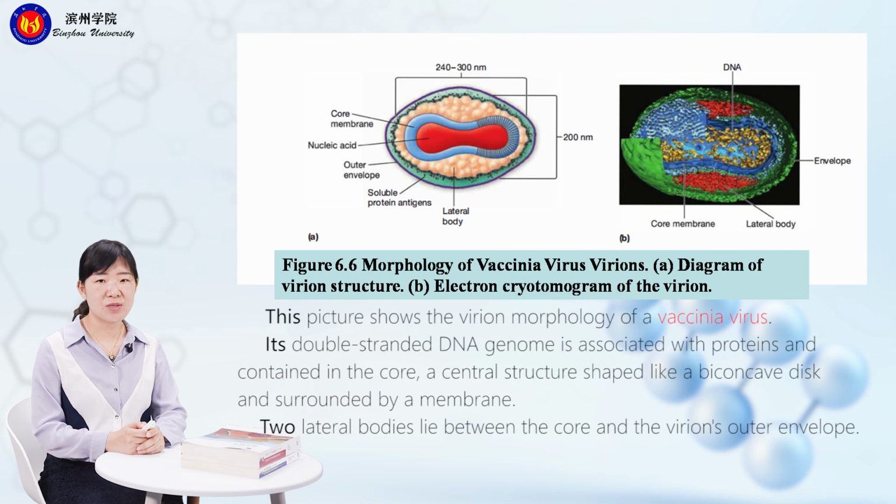This picture shows the virion morphology of a vaccinia virus. Its double-stranded DNA genome is associated with proteins and contained in the core, a central structure shaped like a biconcave disc and surrounded by a membrane. Two lateral bodies lie between the core and the virion's outer envelope.